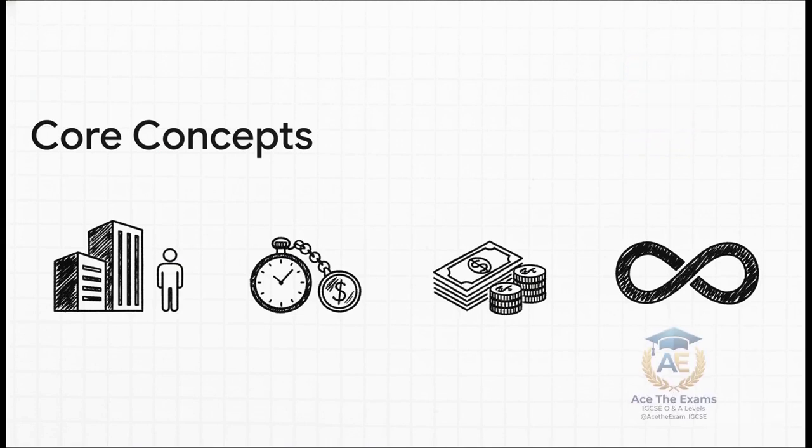First, we have the business entity concept. This essentially mandates that the business is treated as completely, legally, and functionally separate from its owner. Your personal bank account is not the business's bank account. Second is historic cost. This dictates that transactions are recorded at their original cost, not what their current market value might be today. It keeps things objective.